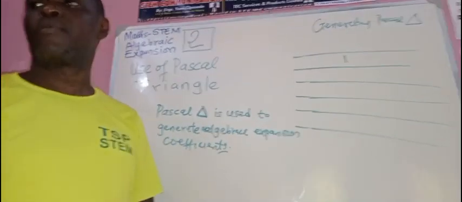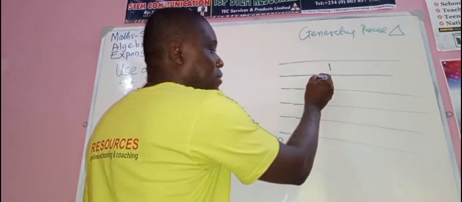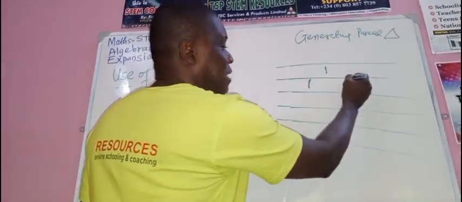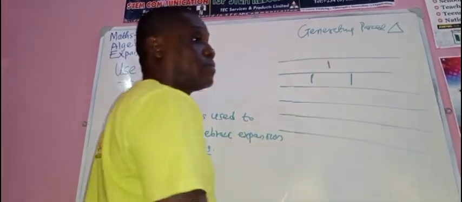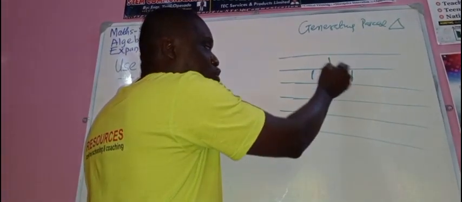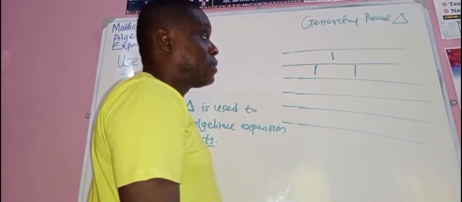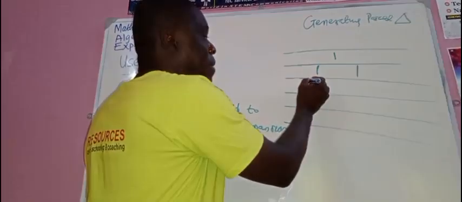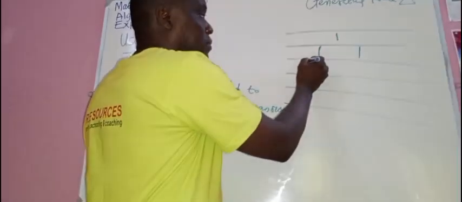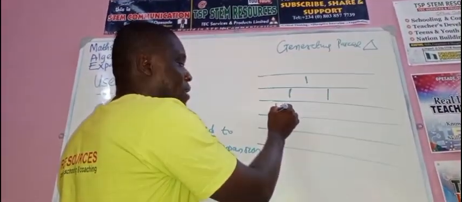Now, look here. You draw some lines like this. I want to create Pascal triangle. I will start with 1 for the first line. The second line, I will come here, 1. I will come to the other side of this 1 also. Do you see that? The upper one is at the middle of this one and this one. Then I will come here and start with another 1.